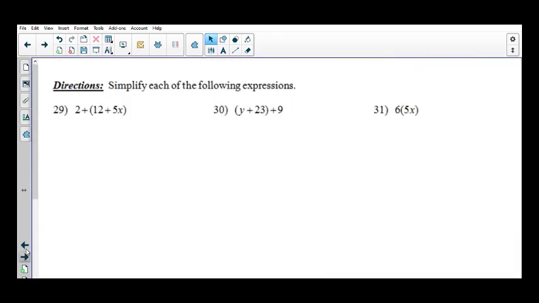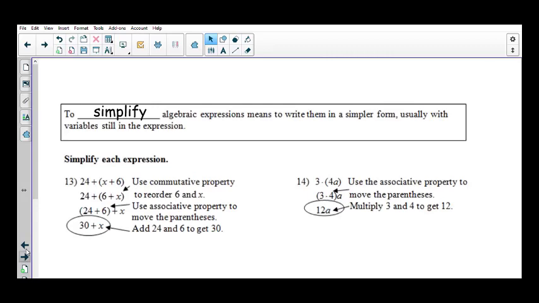There's some random things from previous years. To numbers 13 through 22. These are the last problems we're going to go through together in this video, so we've got maybe about 8 to 10 minutes left. So it says to simplify algebraic expressions means to write them in a simpler form, usually with variables still in the expression.